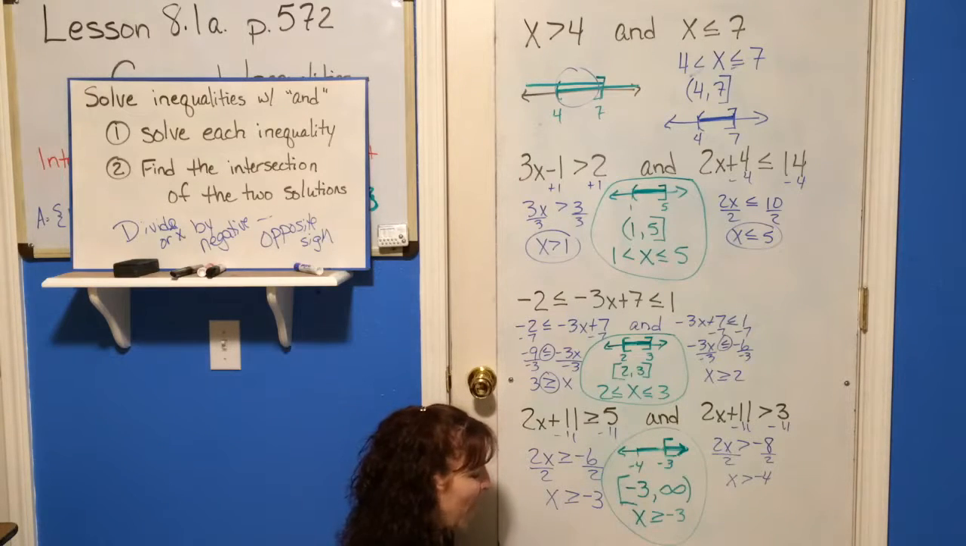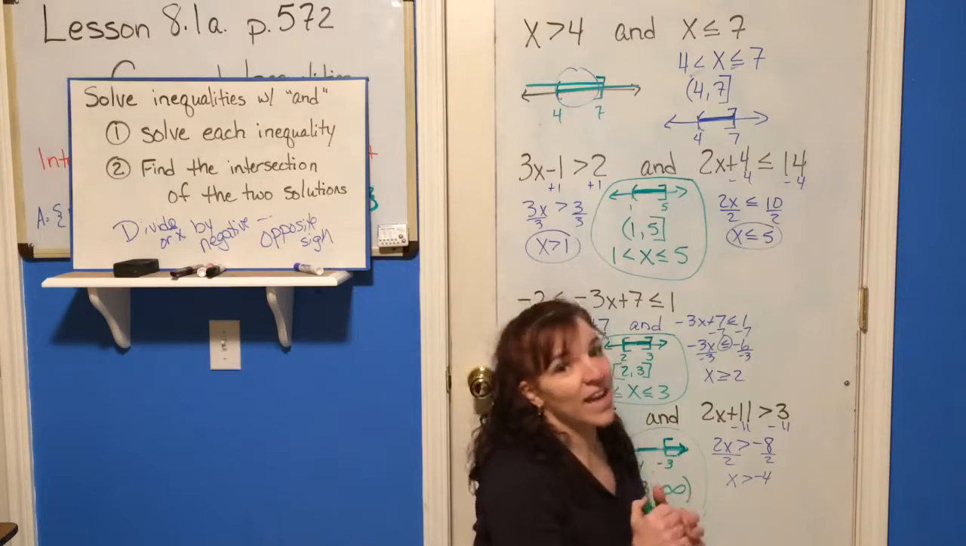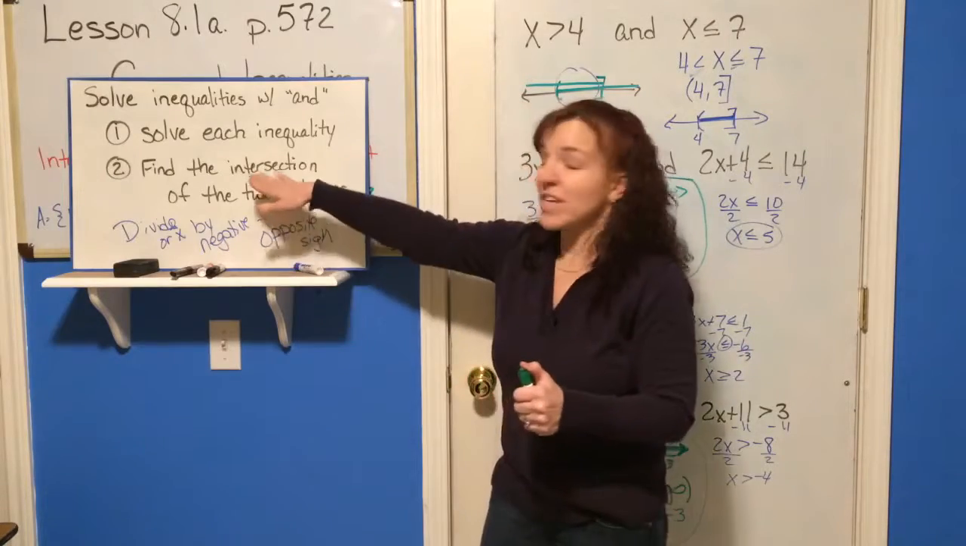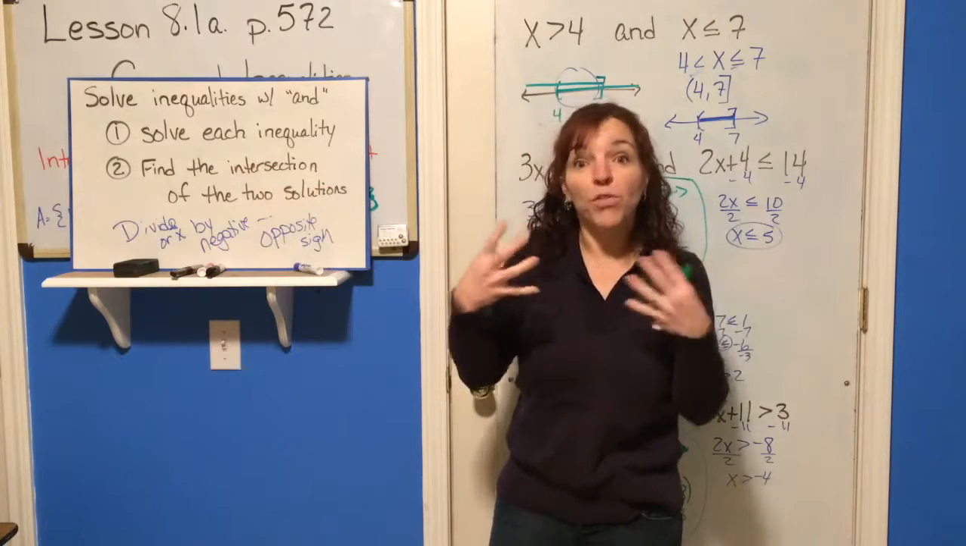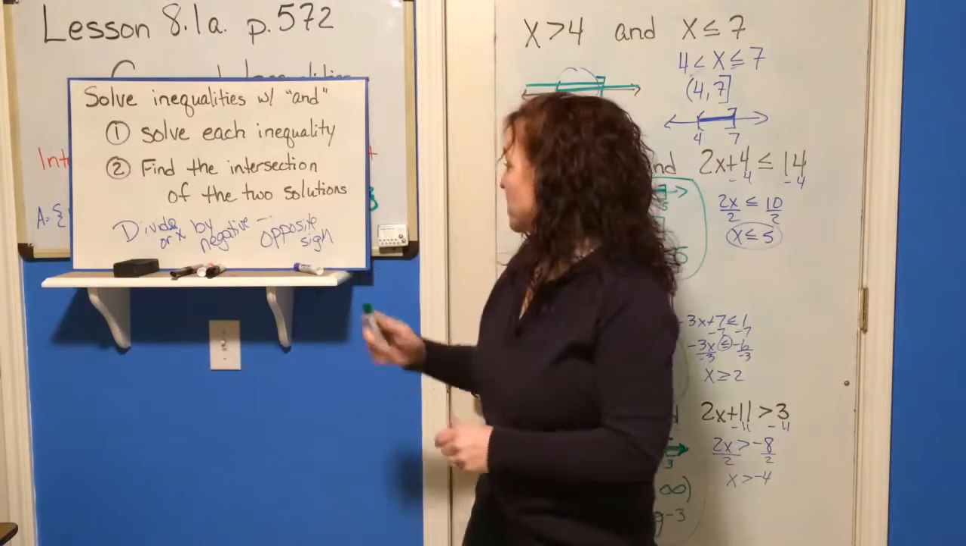So remember that your solution for an intersection has to be the solution for both. It has to be the intersection. It has to be within the solution set of both of your parts, both of your inequalities.